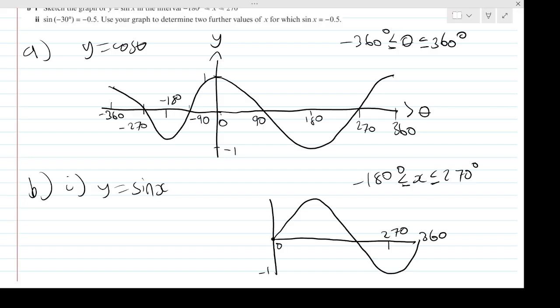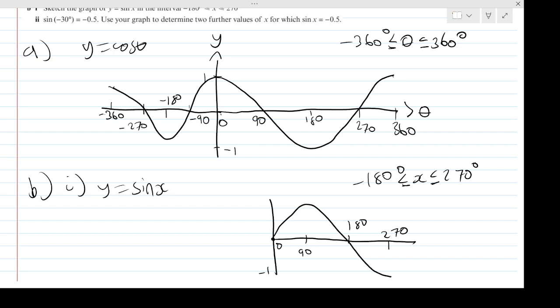I only want to go to 270, so I need to erase the last part of the graph, and it needs to end there. 270 is the end point, the end of the inequality. So actually, there it is. If we jump every 90 degrees, this would be 90, and this would be 180, and then we get to 270. So that's the whole idea with these graphs.